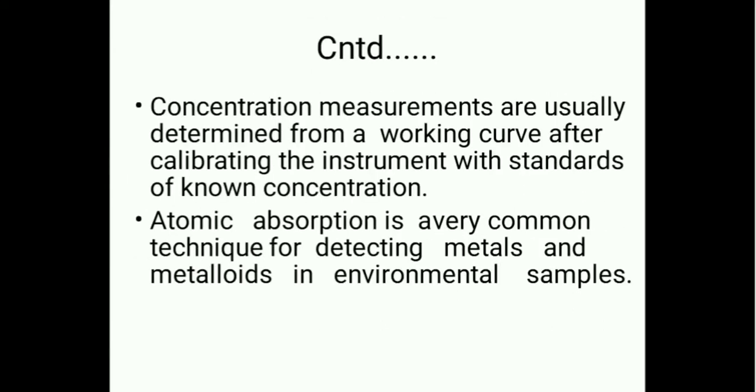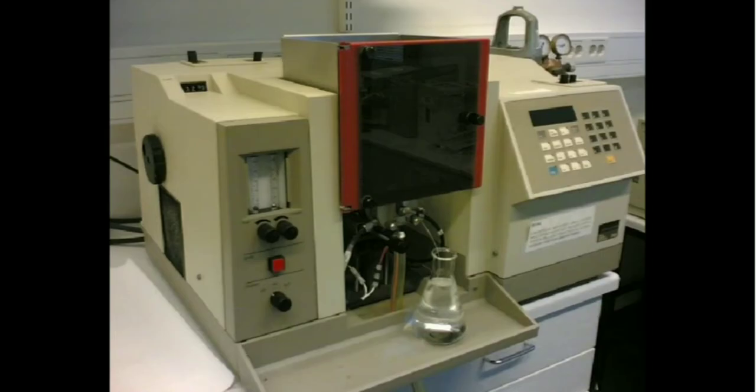The concentration measurements are usually determined from a working curve after calibrating the instrument with standards of known concentration. Atomic absorption is a very common technique for detecting metals and metalloids in environmental samples. So this is atomic absorption spectrophotometry.